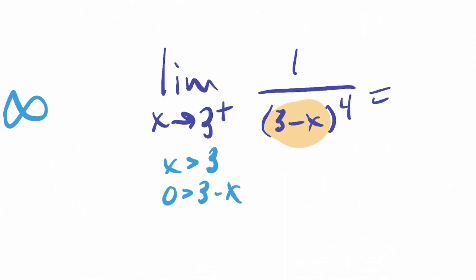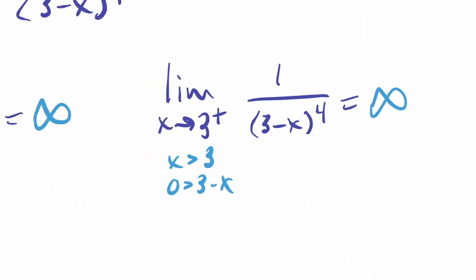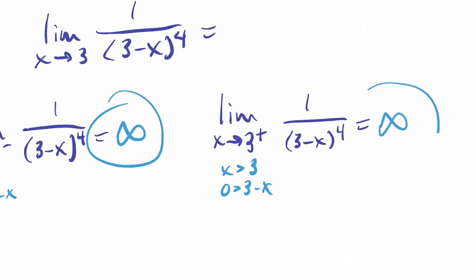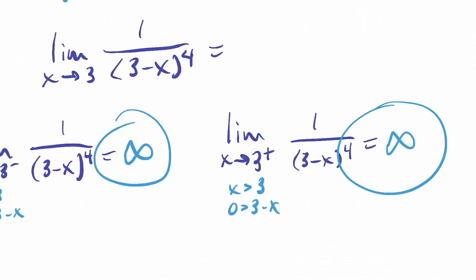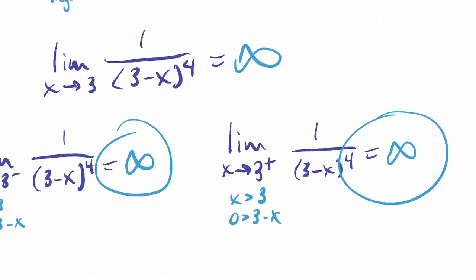However, in this case, we have an even exponent. When you raise a negative number to an even exponent, the result is positive, right? Because you'll have a negative times a negative, which would be positive, and then a negative times a negative, which would also be positive. So we get positive infinity in this case. And they agree, they're the same. So that means that my two-side limit is infinity.